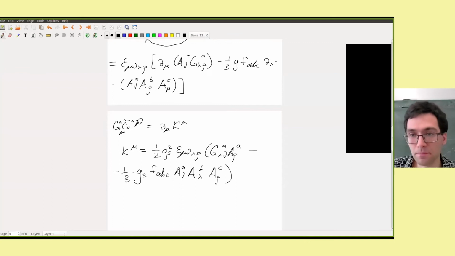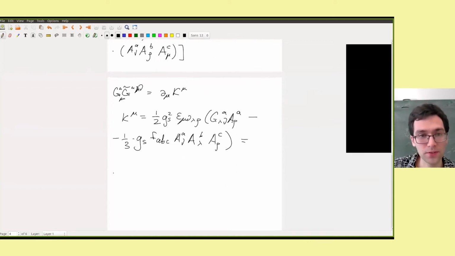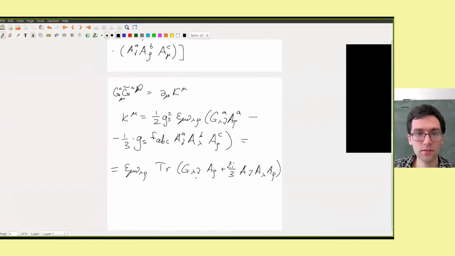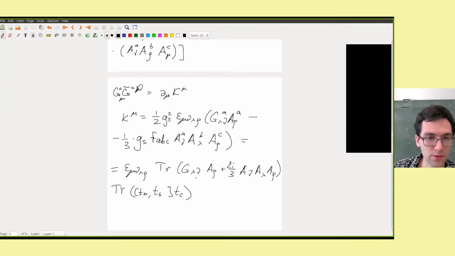So finally, this can be also rewritten, of course, in terms of the fields themselves, not the components. So this will be epsilon mu nu lambda rho trace of G lambda nu A rho plus 2I divided by 3 A nu A lambda A rho. So here, of course, in writing this FABC in terms of the fields, what we used is that trace of TA, TB, TC, where TA, TB are in the commutator, equals I divided by 2 times FABC. So that's why we can rewrite FABC in terms of this trace, and then we can rewrite everything in terms of fields, and we get here this extra 2. So we get 2/3.